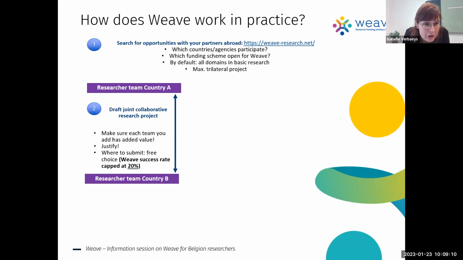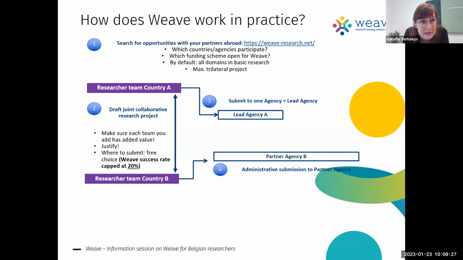Well, you have the free choice, and there is also no strategic choice to make because the WEAV success rate over all the involved partner or funding agencies is capped at 20%. So even if the success rate in Swiss, for example, is larger, they will handle the 20% success rate within WEAV. So here in this example, you submit to funding agency A, which automatically will become the lead agency responsible for the further evaluation of your proposal.